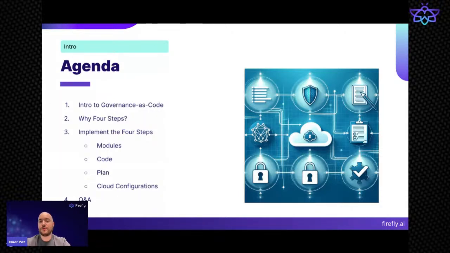Then we'll dive into the 4 key steps to implement governance as code effectively: Terraform modules, code, plan, and cloud configurations. For each step, we'll discuss the benefits, challenges, and provide practical examples to illustrate how you can apply these concepts in your own infrastructure. By the end of this webinar, you'll have a clear understanding of how to implement governance as code to better manage your cloud infrastructure using Terraform and AWS. So let's get started with our introduction to governance as code.